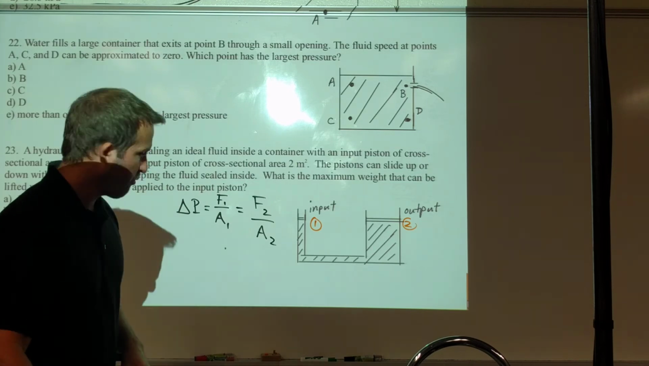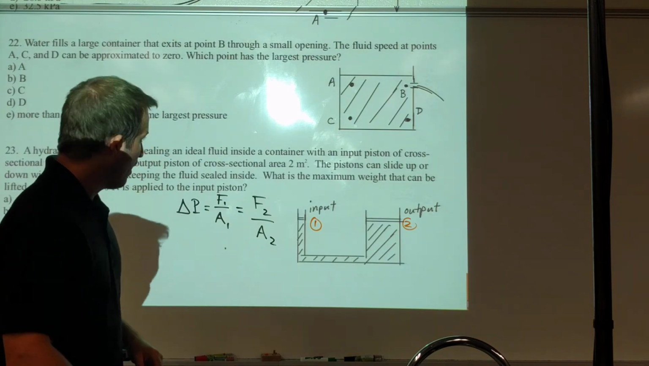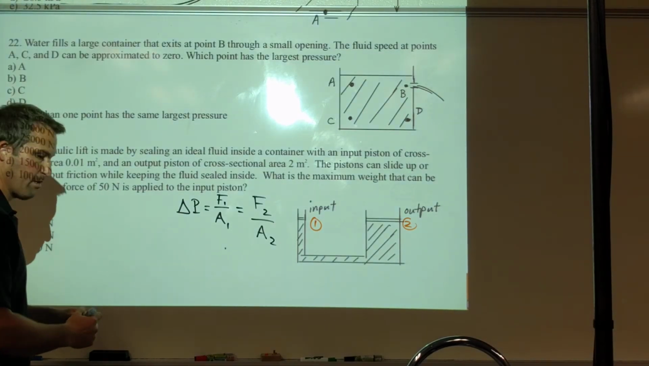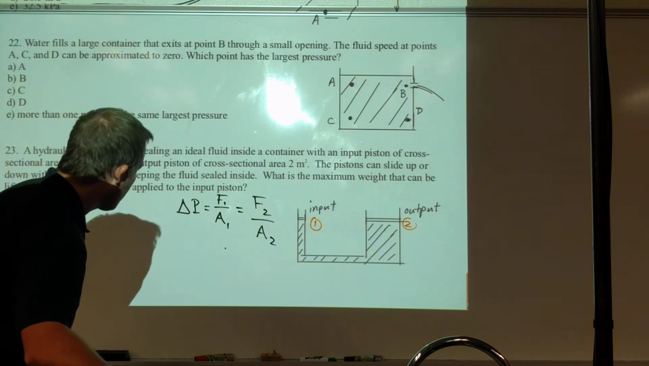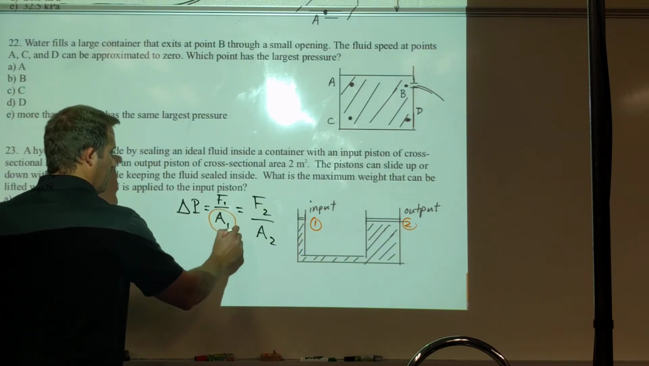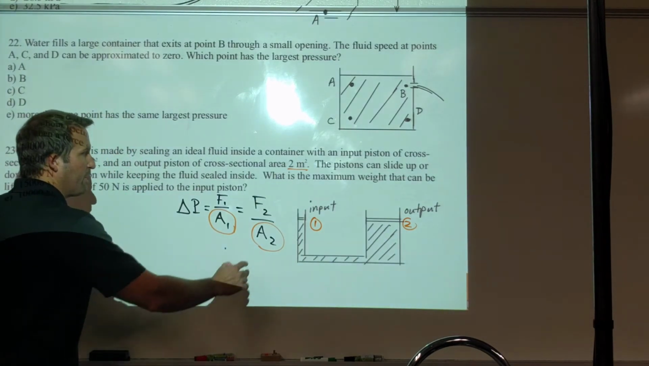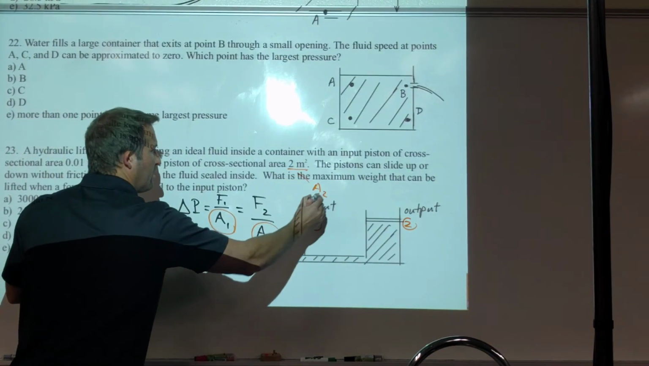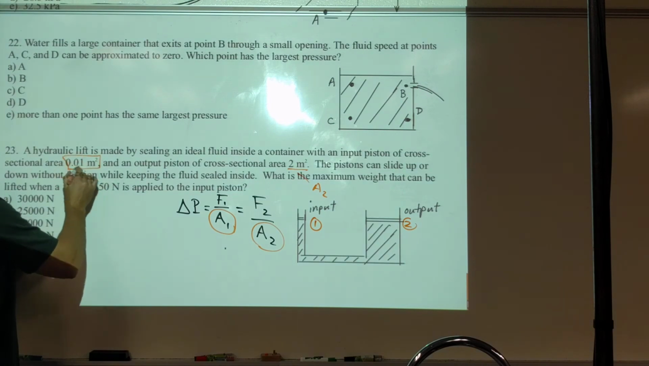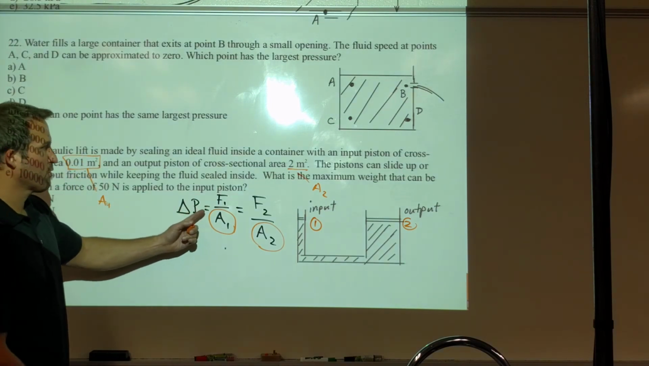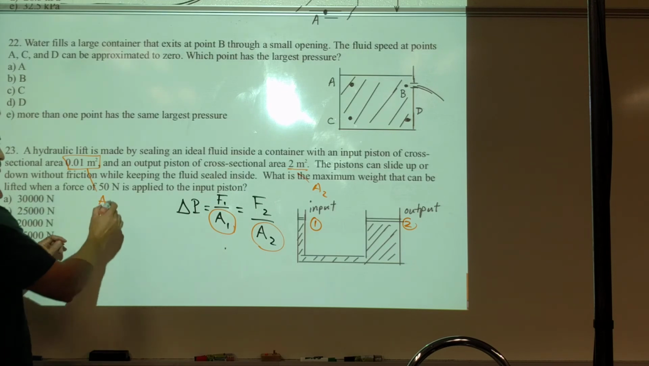And at this point, I think we are given 3 out of those 4. Yes, we've got the 2 areas, cross-sectional areas. That would be area 2 and area 1. And we also have force 1 is the 50 newtons.